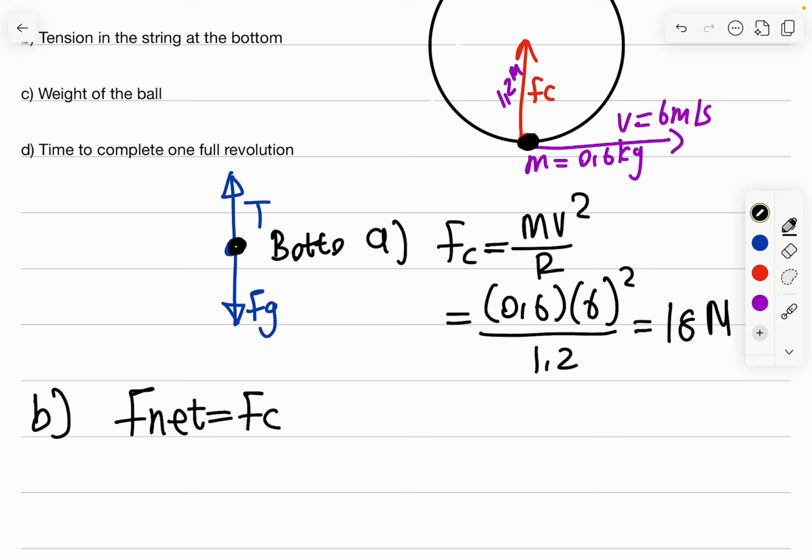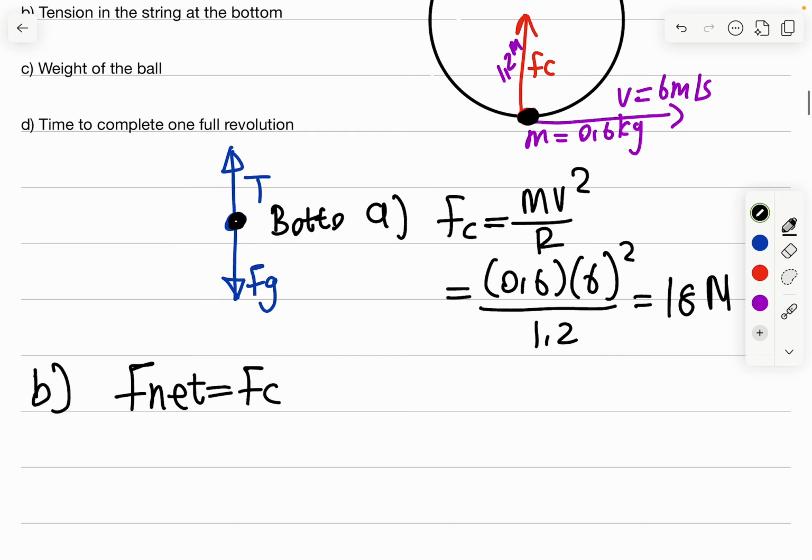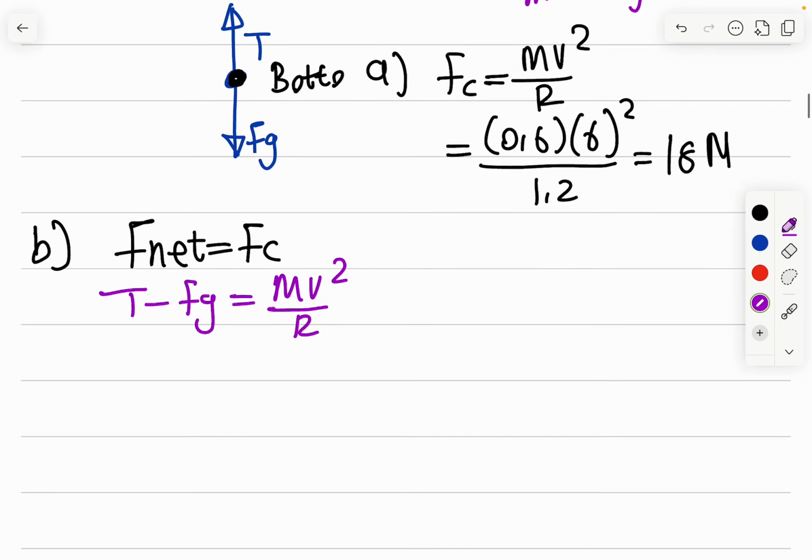Understand, F net, I told you choose the force that is going to the origin of the circle to be positive. At the bottom, the force that is going to the origin is the tension force. You choose it to be positive, meaning we're going to have tension minus gravitational force equals centripetal force equals mv squared divided by the radius. They want the tension. We know the tension equals mv squared divided by the radius plus mg.